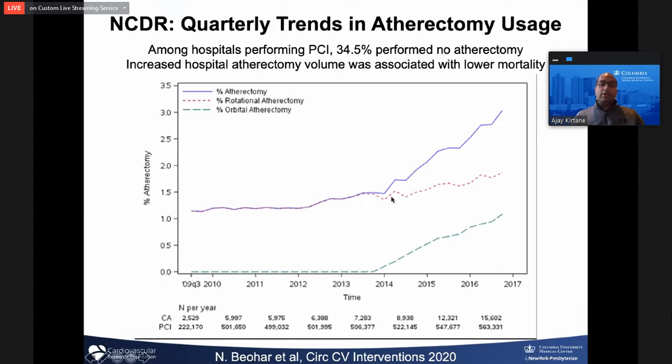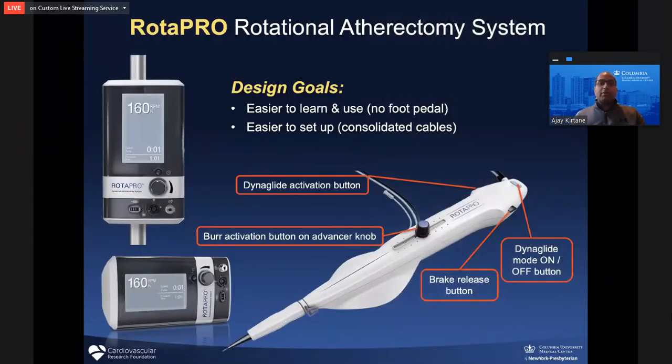And in the United States, we see atherectomy use increasing, although it still remains under 5% as a whole. Now, how do we do atherectomy? What are the systems? We saw the RotaPro being demonstrated. I know it's not available in India yet. Don't worry, I personally don't think you're missing that much.